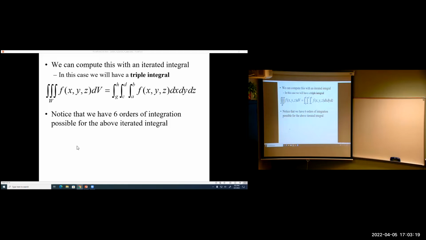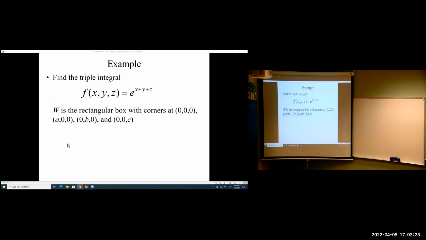We want to be very intentional about how we choose our order, and that's what we're going to look at. So I'm actually not going to do this one. We might look at it later if there's time. This one is actually the easy case, because our region is just a rectangular box with corners at (0,0,0), (A,0,0), (0,B,0), (0,0,C). So our limits are 0 to A, 0 to B, 0 to C, and the order really doesn't matter. We can put those in any order we want, okay?